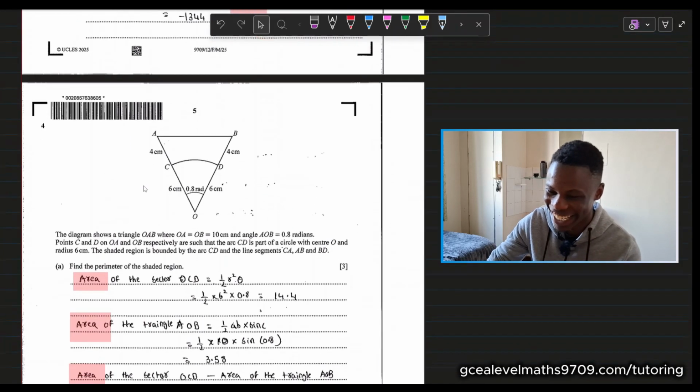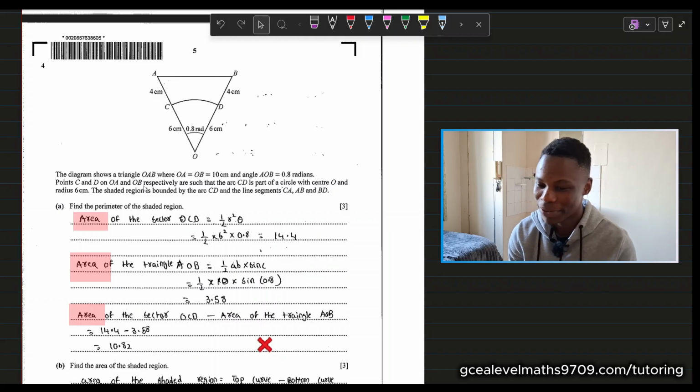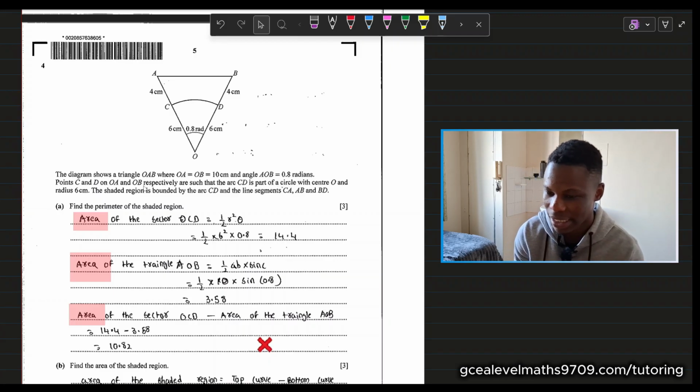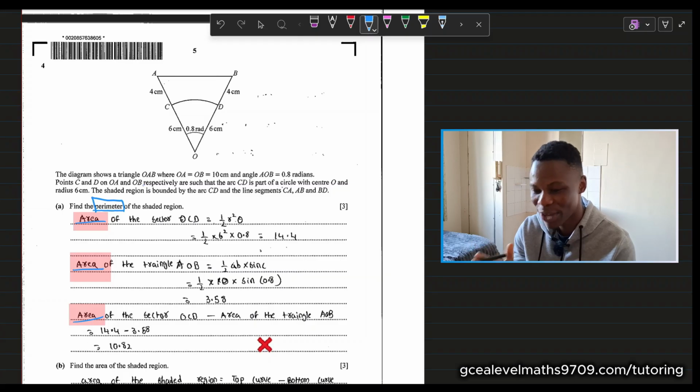Number 4 was chaotic, because for number 4, this is a circular measure question, and we are given what looks like a triangle and some sectors. And my biggest concern here is that the question says find the perimeter. And in the solution, I'm only seeing area. So straight away, I'm concerned, because we're looking for perimeter.